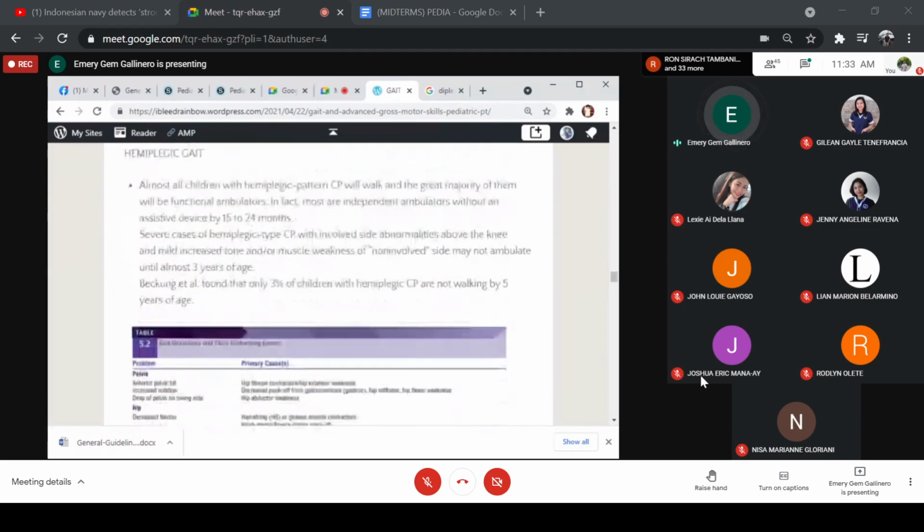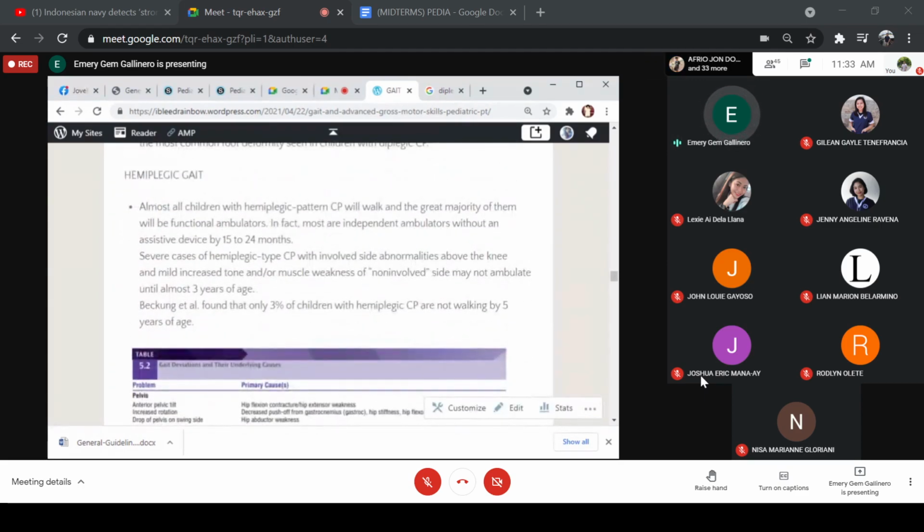Tapos sa hemiplegic gait niyo. So, hemiplegic gait, just imagine, wala pa kami may nakita nga may hemiplegic gait nga pediatric patient, but I'm pretty sure may nakita na kamo nga adult na may hemiplegic gait. So, para ma-imagine nyo, imagine nyo na lang nga may adult na may hemiplegic gait.